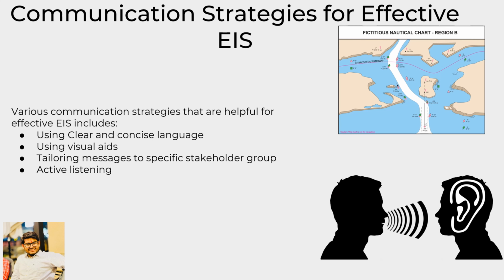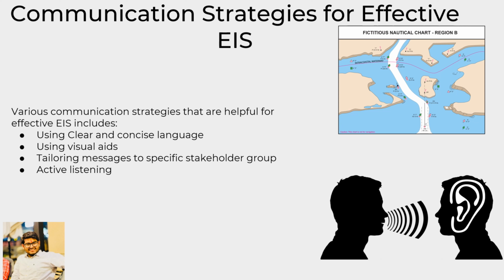Now let's see what an effective EIS should consist of. It should be written in a clear and concise language. Technical language and jargon could be confusing for non-experts, so it is very important to use clear and simple language that is easily understood. Visual aids such as maps, diagrams, and charts can help to illustrate complex information and make it easier to understand. Different stakeholder groups may have different interests and concerns, so it is important to tailor messaging to address their specific needs.